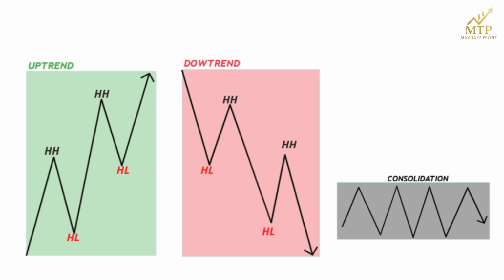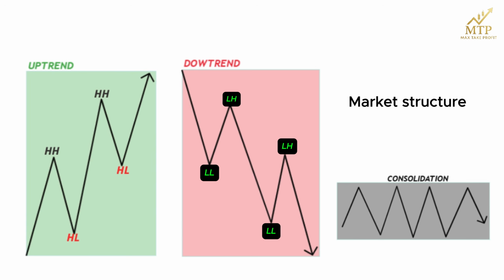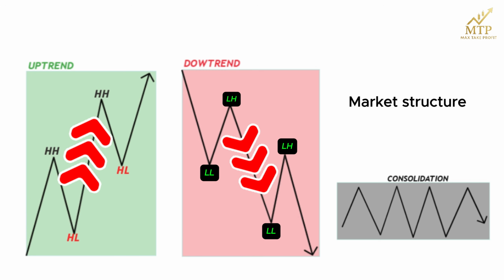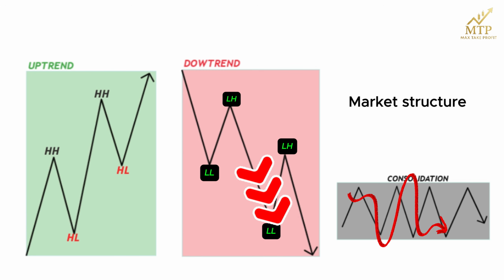Before we even talk about strategy, indicators or liquidity, we first need to understand the foundation of all trading: market structure. This is what shows you how price moves, and more importantly, which direction you should be trading in. The market doesn't move randomly. It always goes through three main phases: an uptrend, a downtrend, and a range or consolidation phase.